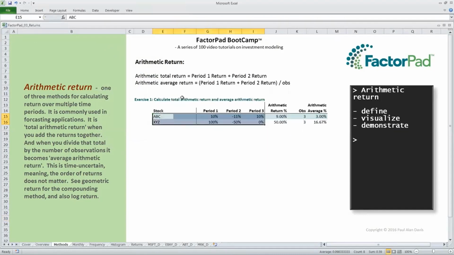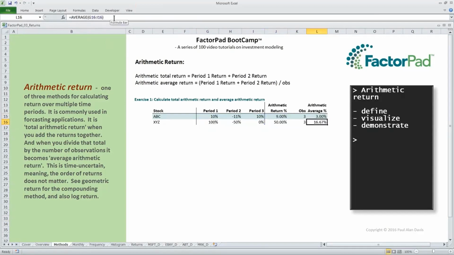ABC had returns of 10%, followed by minus 11%, then another positive 10%. XYZ had returns of 100%, followed by minus 50%, then it was flat. The total arithmetic return calculation is logical. You could add each one manually like this, or you could use the equals sum function with the range of returns in parentheses. We have observations here, and for the arithmetic average, you could do the division manually like this, or you could use the equals average function.